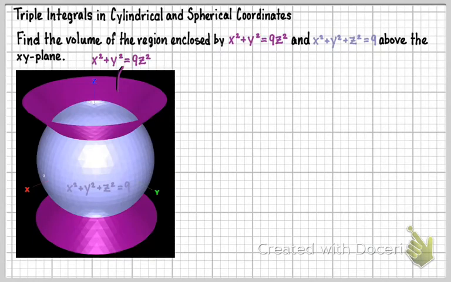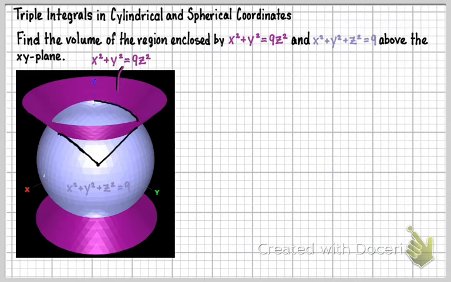Find the volume of the region enclosed by x squared plus y squared equals 9z squared, and x squared plus y squared plus z squared equals 9 above the xy plane. So that means if we're looking at where the tip of this cone is, it's about here, and it runs this way and this way. And I'm talking about the region that encloses the cone and the sphere.